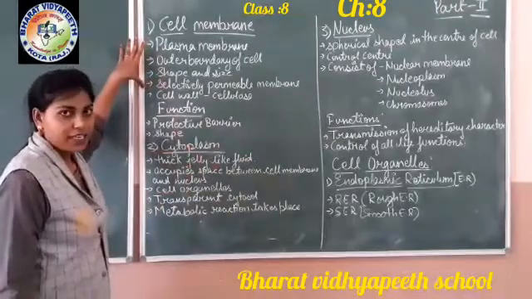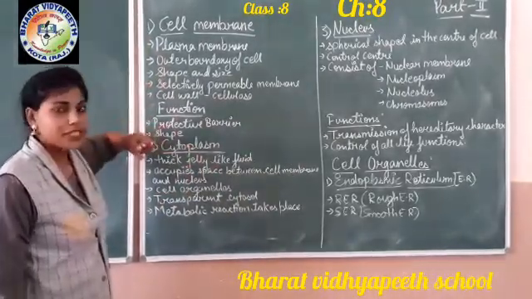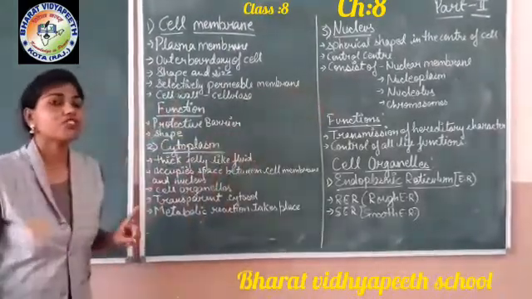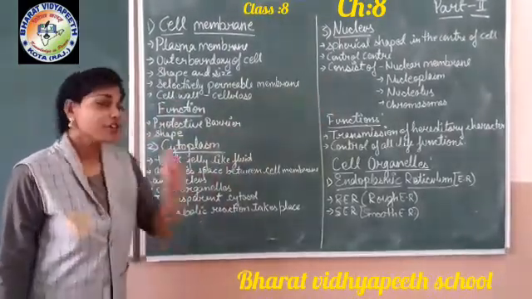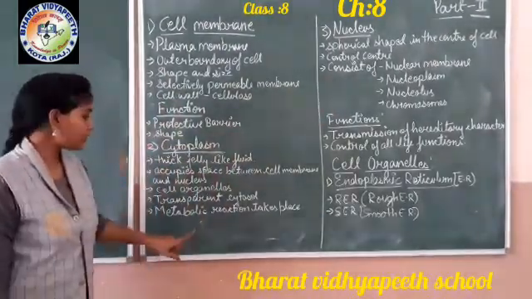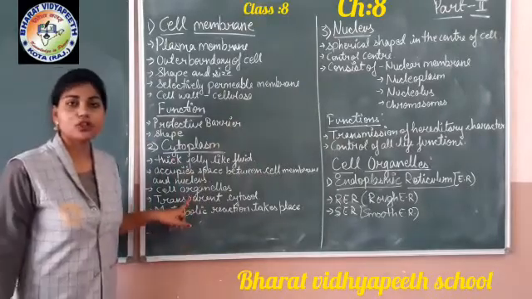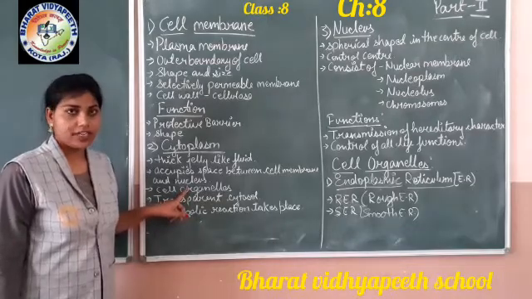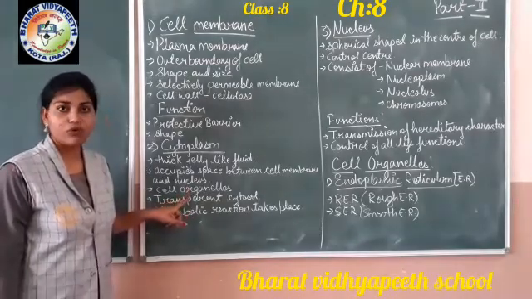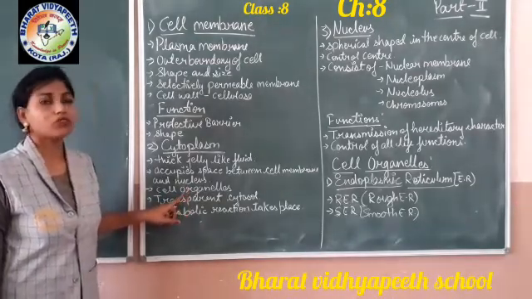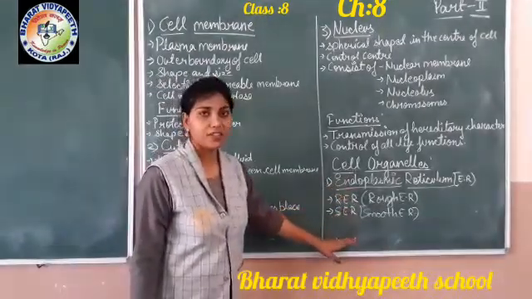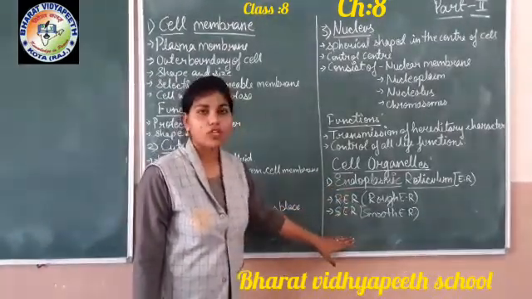What is the cell made up of? Mainly three parts are present in a cell: cell membrane, cytoplasm, and nucleus. Now we are going to study the cell organelles, which we read about in the cytoplasm. The fluid part of the cytoplasm consists of cell organelles. Which types of cell organelles are there? How many are there? What are their functions?